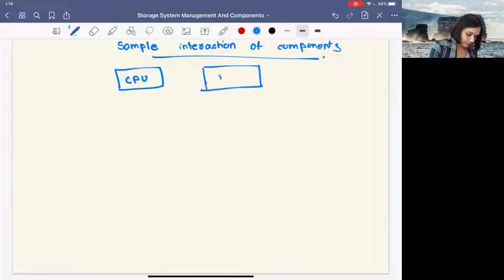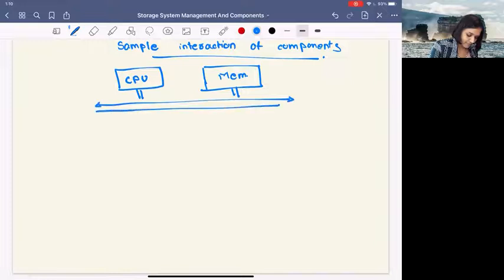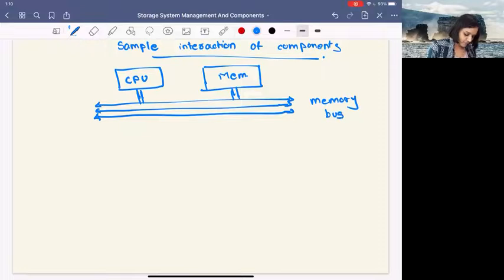We would have memory. I hope everybody in this class knows what memory is when we are talking about computers. Then we have different buses. Let me just reinforce a bus with multiple lines indicating its speed. So we have CPU and memory over memory bus, which is pretty fast, hence shown by 3 lines.